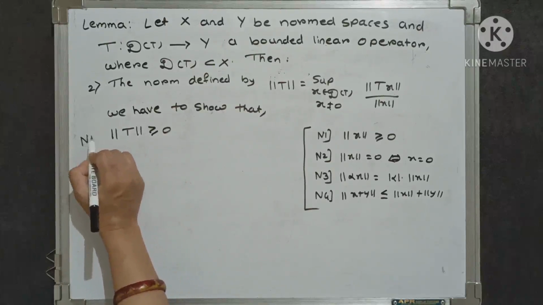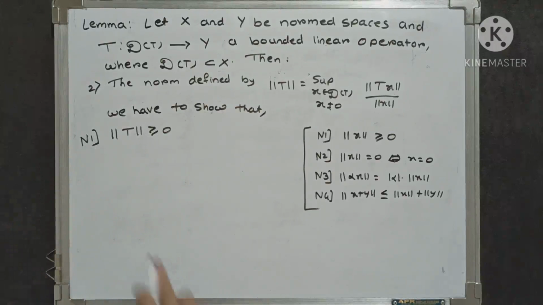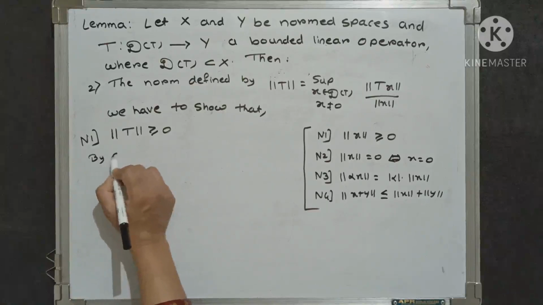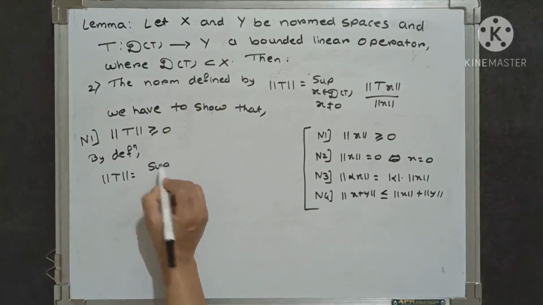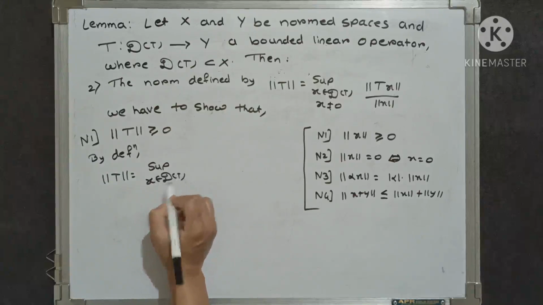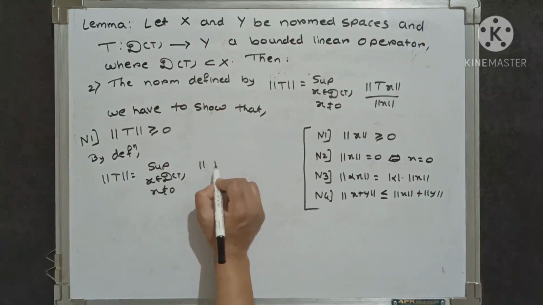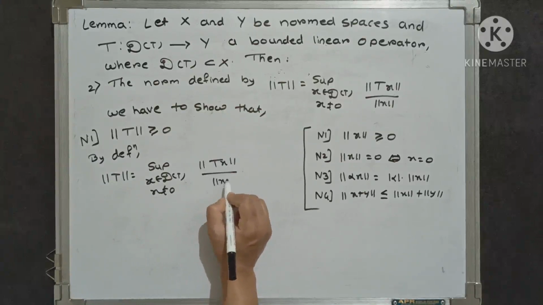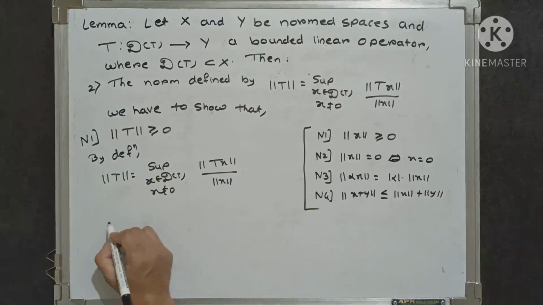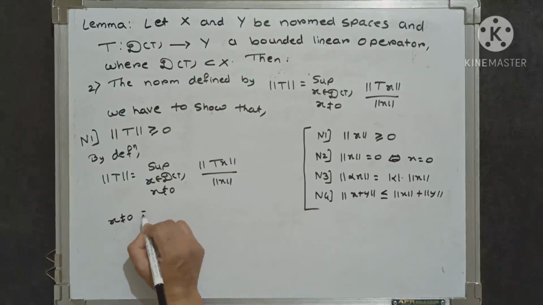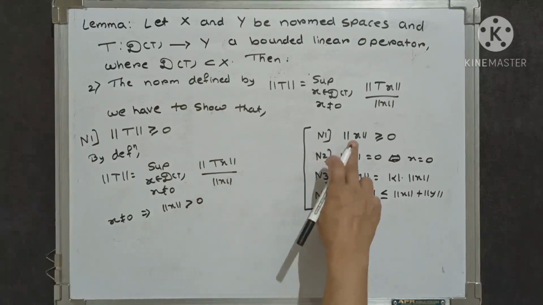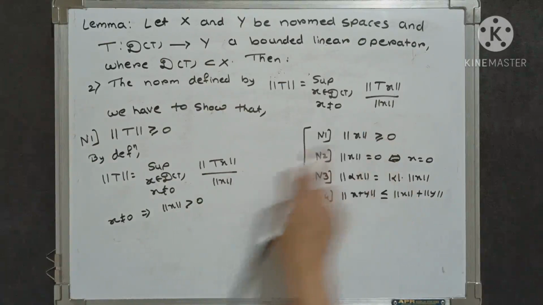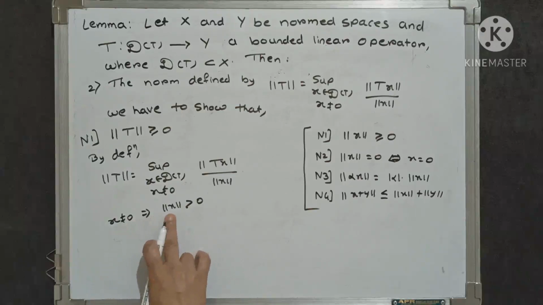That means we have to prove the first axiom of a norm. Now to prove this first axiom, by definition, norm of T equals supremum over x belongs to D(T), x not equal to 0, of norm of Tx divided by norm of x. Now here, given that x is not equal to 0 implies that norm of x is strictly greater than 0, because norm of x is always greater than or equal to 0, but when x is not equal to 0, this norm must be strictly greater than 0 also.